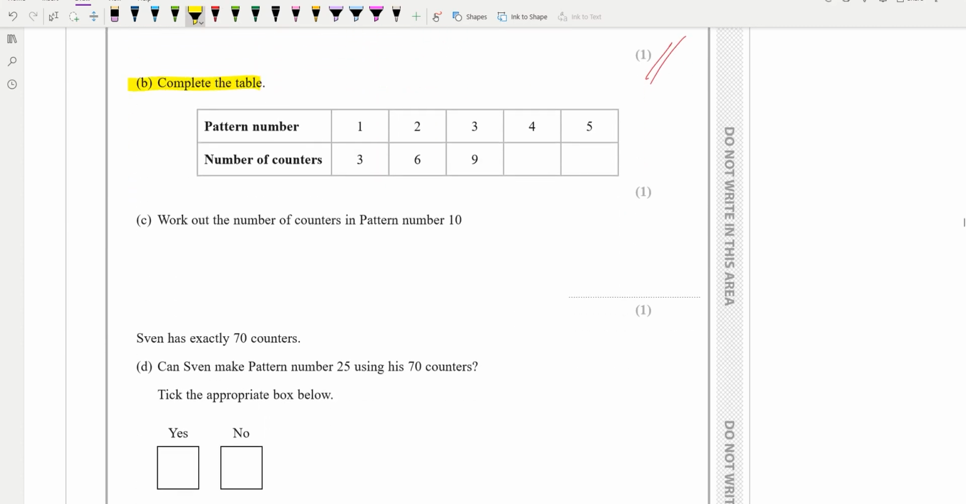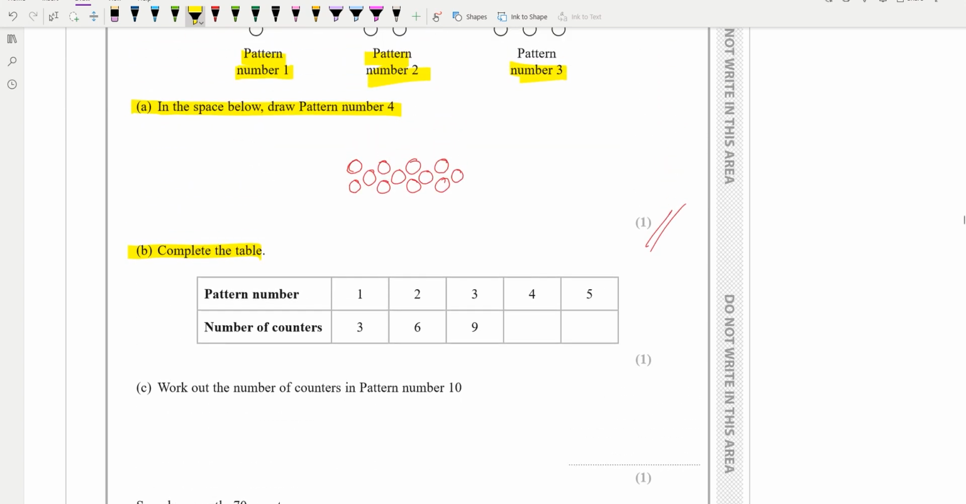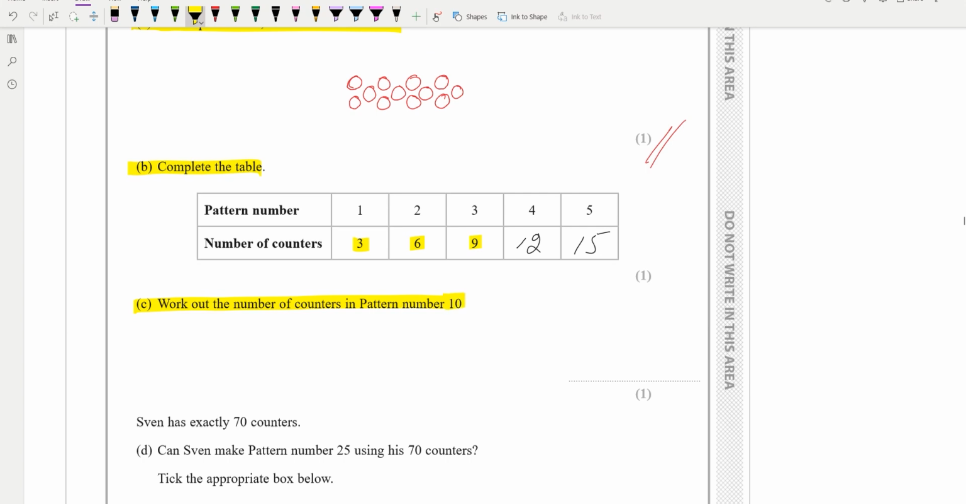Now part B, complete the table. The number of counters in pattern 1 is 3, then 6, then 9, and next will be what? 12 and 15, adding 3 basically. And in part C, they are asking to work out the number of counters in pattern number 10. So for each pattern number, we are multiplying by 3 to get the number of counters. So 10 will be multiplied by 3, and this will be 30 counters, and this is done.